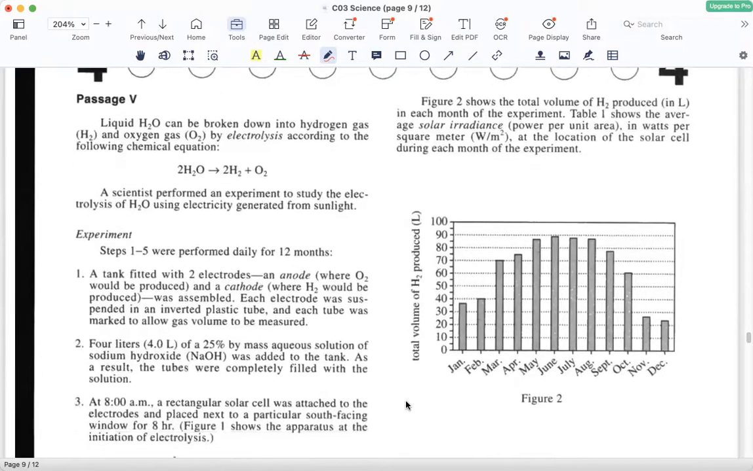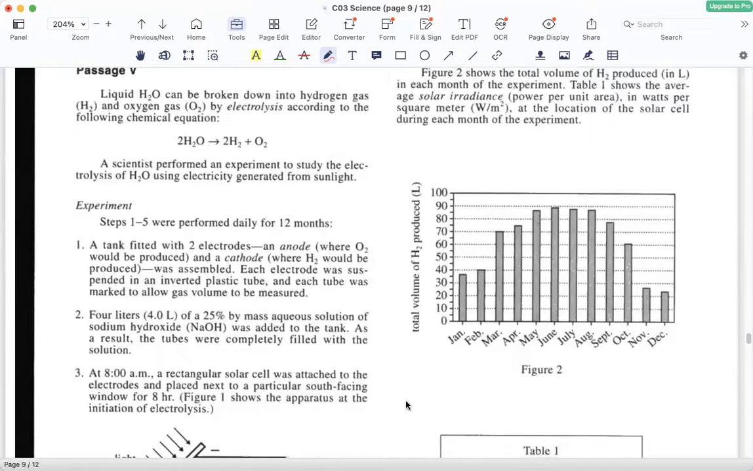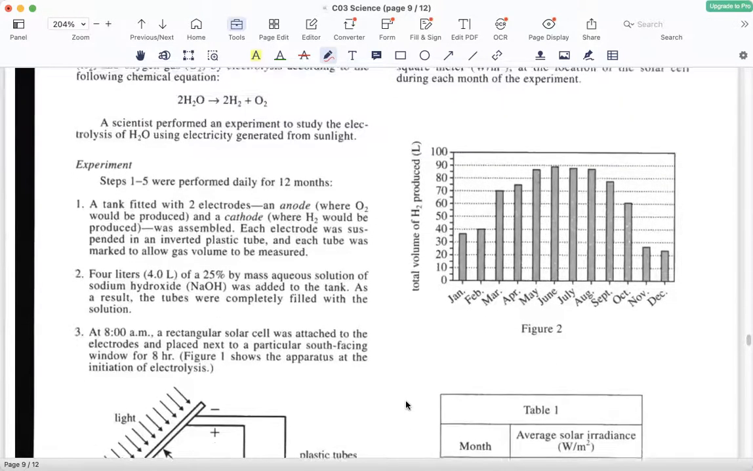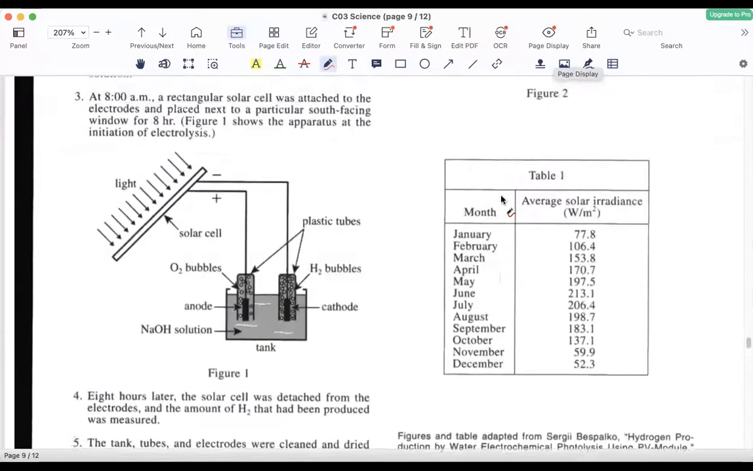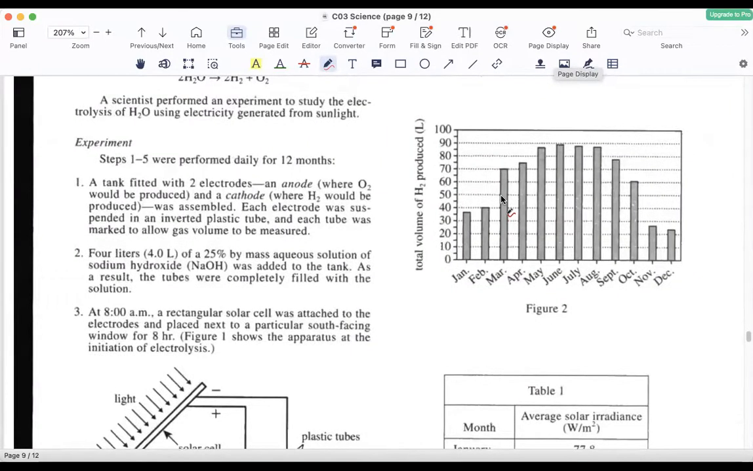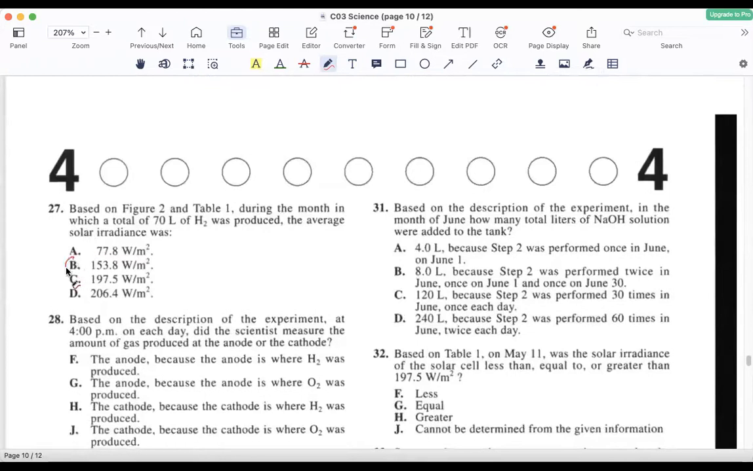Table 1 shows the average solar irradiance, power per unit area, in watts per square meter, at the location of the solar cell during each month of the experiment. Question 27, based on figure 2 and table 1, during the month in which a total of 70 liters of hydrogen was produced, the average solar irradiance was? Okay, 70 liters was in March, and in March it was 153.8, B.